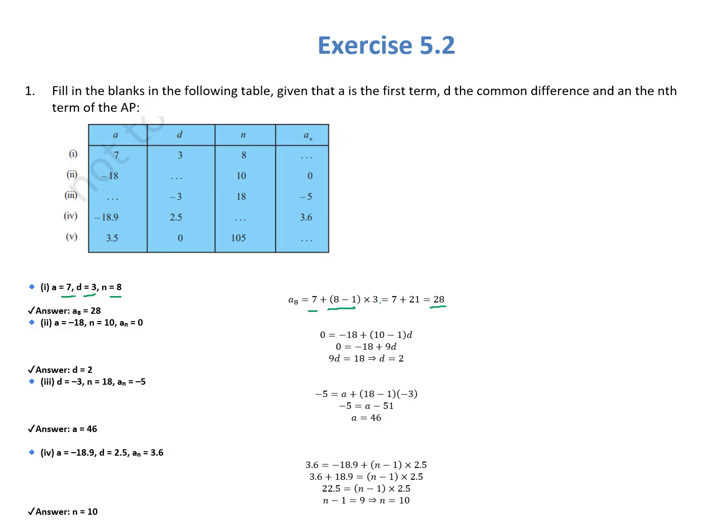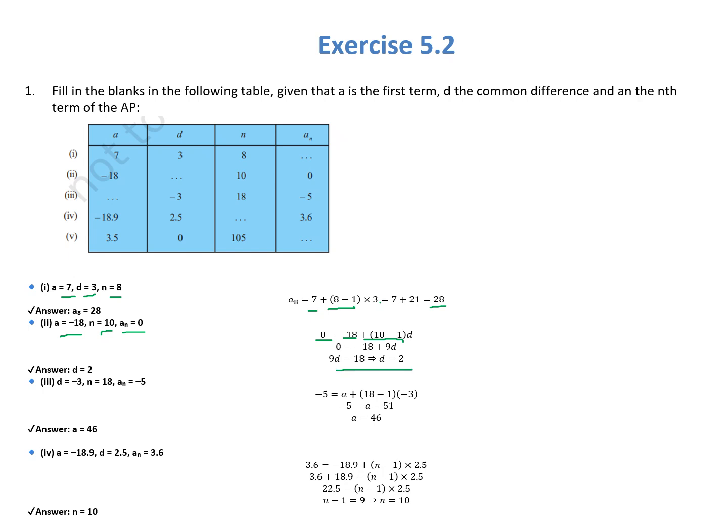In the second question, we are given A as minus 18. We do not have D, but we have N is equal to 10, and we know that the nth term is 0. So we know that 0 is equal to minus 18 plus 10 minus 1 into D, which is nothing but n minus 1 into D. When we solve this, we'll get the value of D, which is equal to 2.